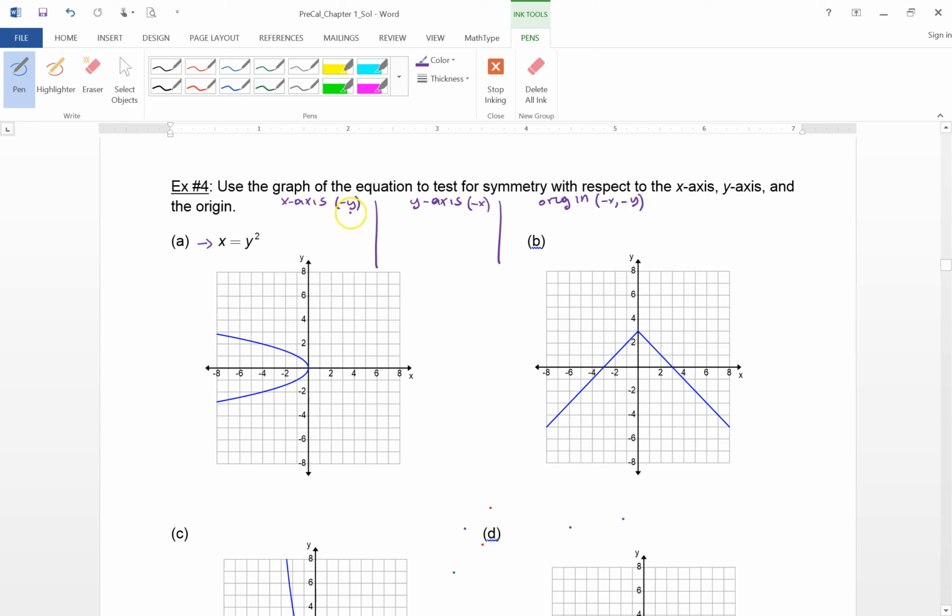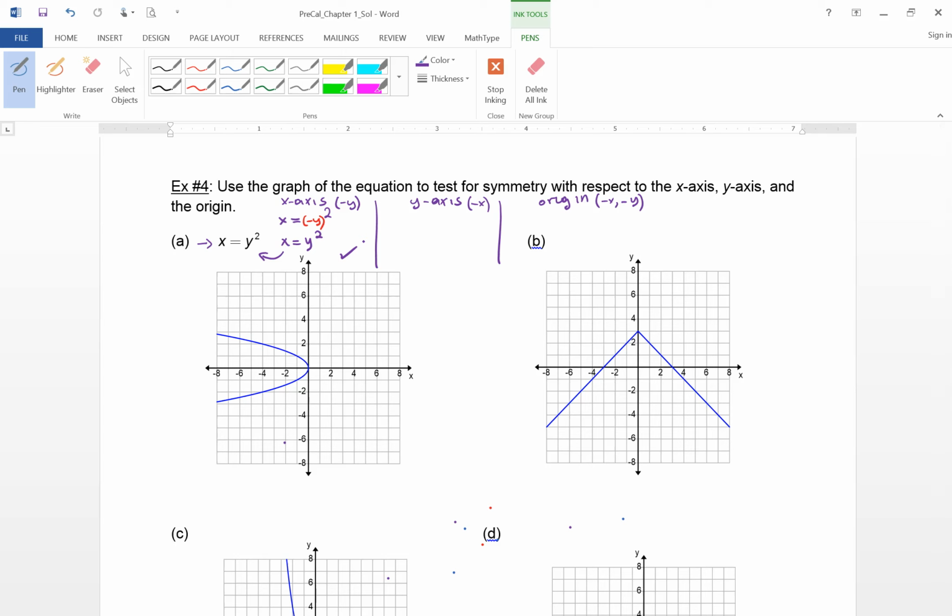Now, what does it mean to plug in -y? This is the equation, right? X equals y squared. We're going to replace y with -y. Are we okay with this part? Now we simplify. When you simplify this, you get x equals -y squared is just +y squared. What happened? What did I get back? I got the same function back that I had originally. That means this passed the test and it's symmetric around the x-axis.